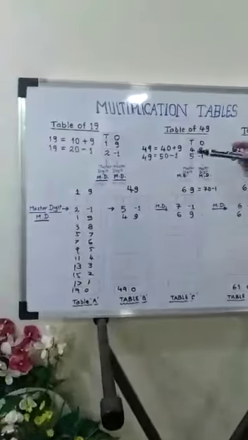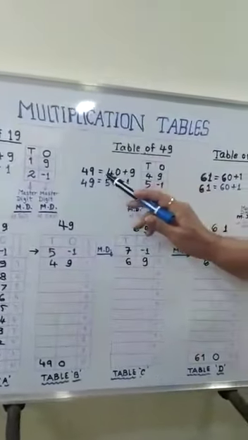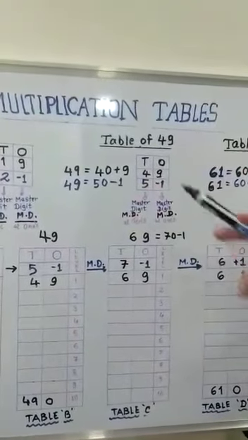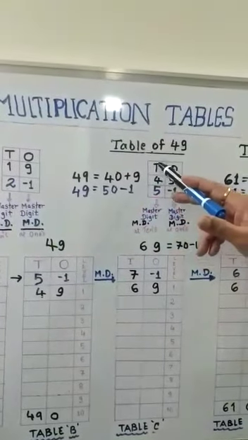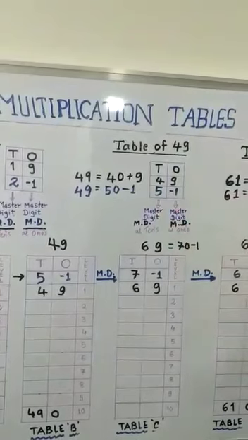Okay, so last time we considered the very difficult table ending with 9, that is the 19 table. So this time we will be considering one more table, that is 49. Let's learn how to make the table of 49. So 49 is equal to 40 plus 9. For this 40 we will put 4 in the tens place and 9 in the ones place.